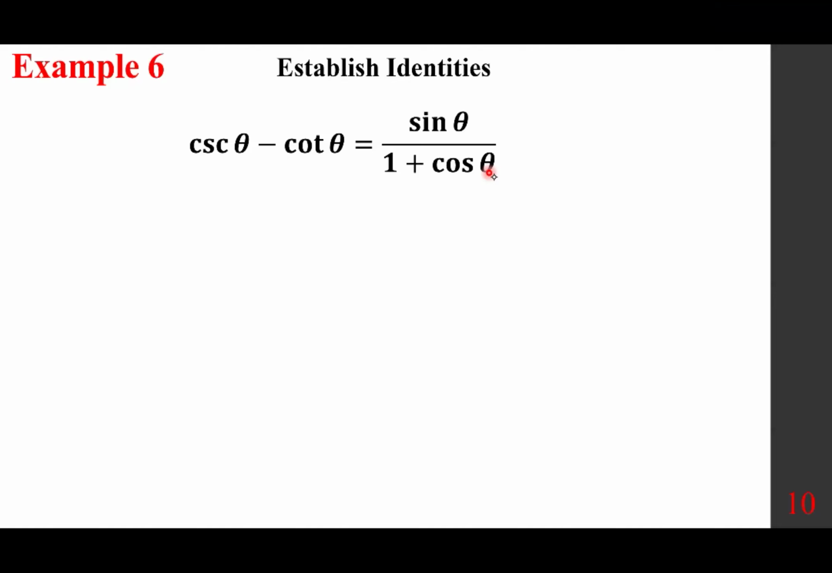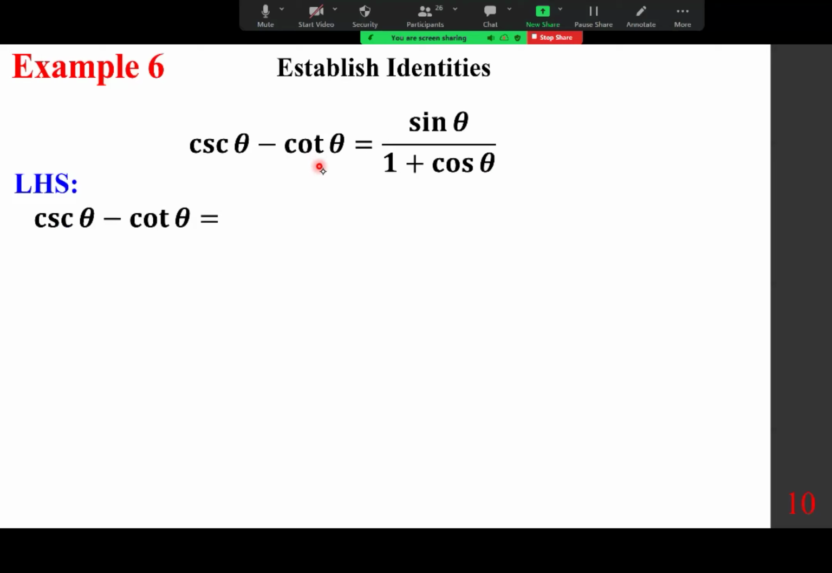We are going to start with the left-hand side, cosecant theta minus cotangent theta, because we are going to change them. This one, 1 over sine theta, minus this one, cosine theta over sine theta. This way, we can establish the answer pretty simple. Obviously, we can write one fraction with the denominator sine theta and the numerator 1 minus cosine theta.